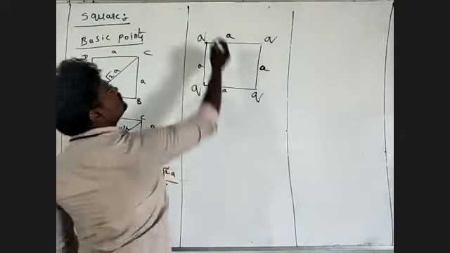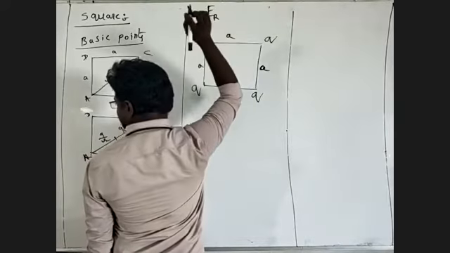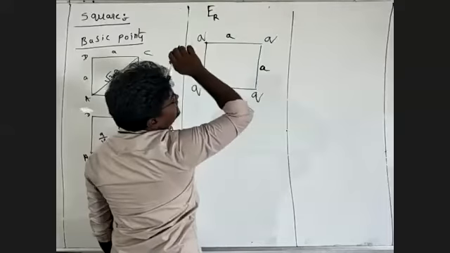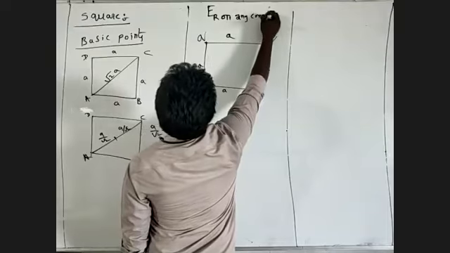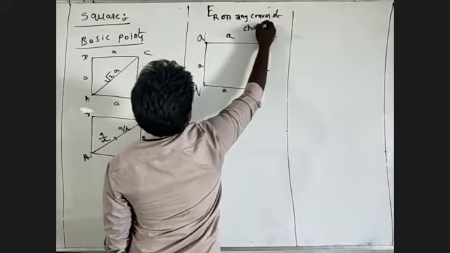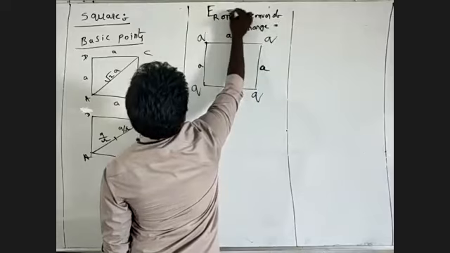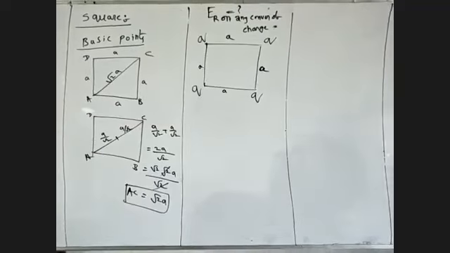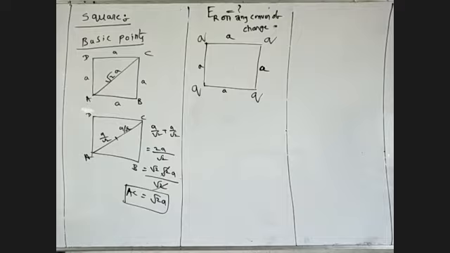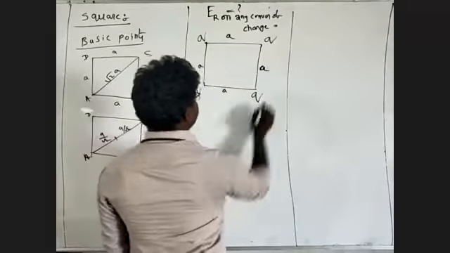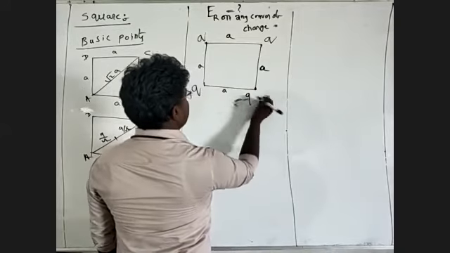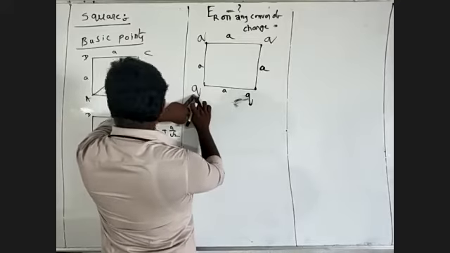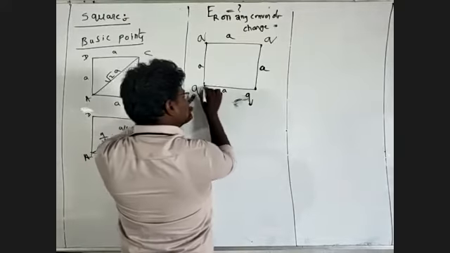So we have to find the resultant intensity on any corner charge. Now we will see. This is the corner I am selecting. This is a charge. This is a positive charge. This is also positive.